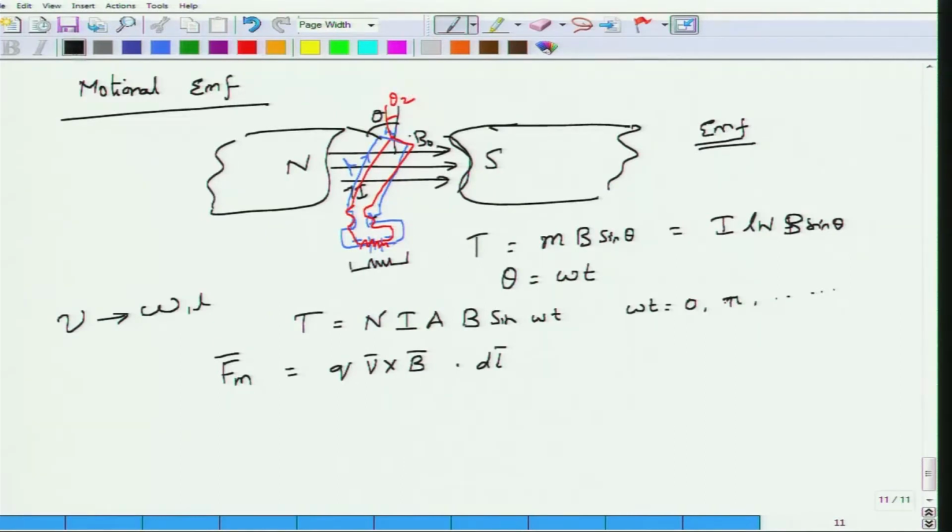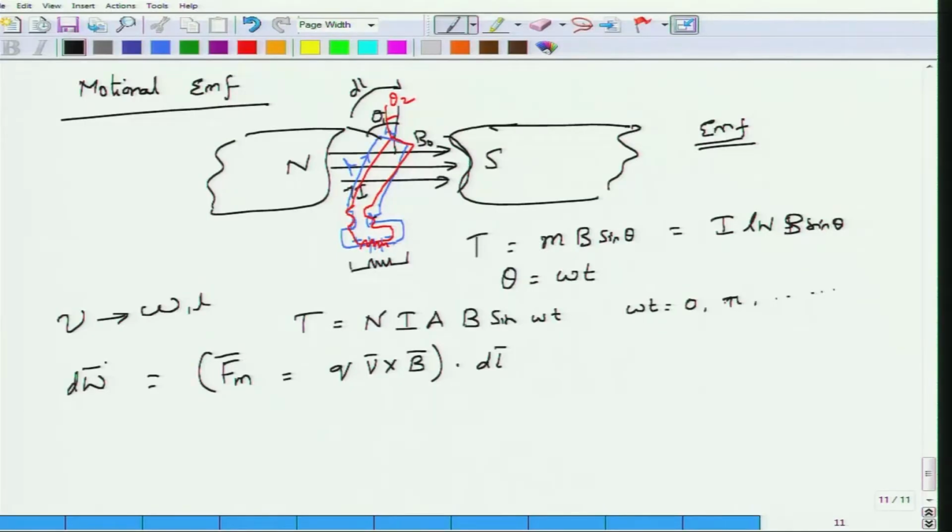So, initially I have an angle theta 1 and an angle theta 2 now after a movement of the loop. In doing so, it has moved a small distance of dl. So, what is the work done on this current loop so that it has moved a distance of dl? That work will be force into distance. So, Fm being qv cross B, you multiply this with dl, and you have to keep in mind, because these are vectors, you have to use a dot product over here. So, force into distance will give you the work that is done.